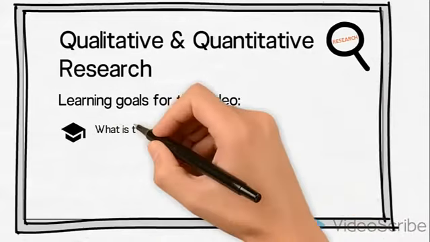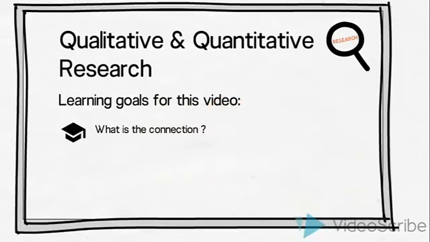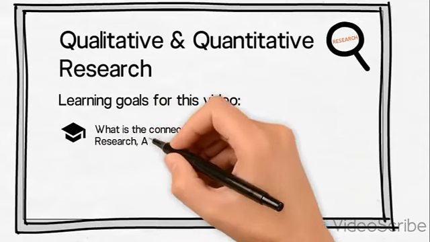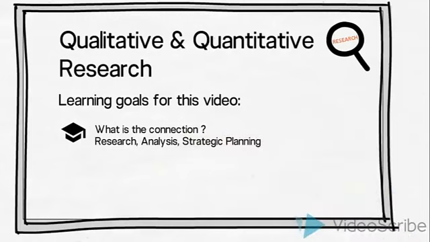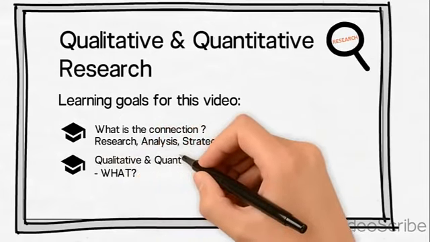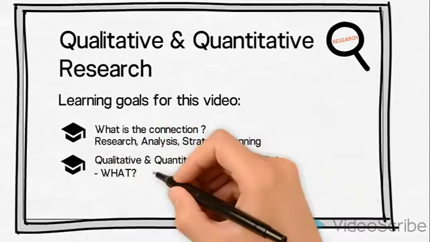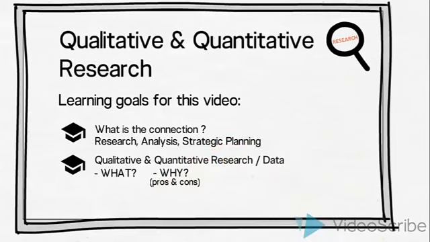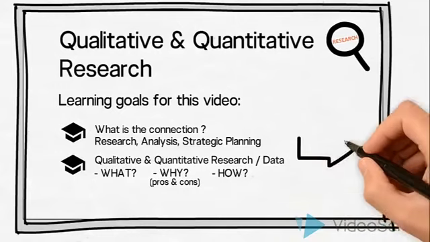Firstly, the goal is to establish a connection between qualitative and quantitative research and the rest of the research analysis and strategic planning process. Secondly, the goal is to gain an understanding of what qualitative and quantitative data is, the pros and cons of each, and how we can conduct these two types of research. So let us begin.